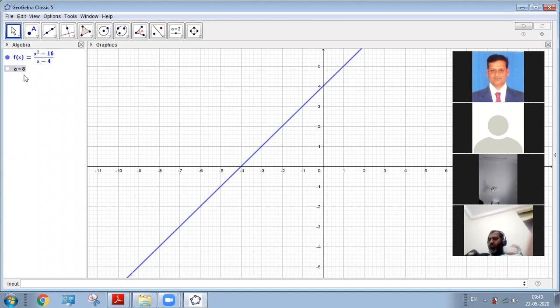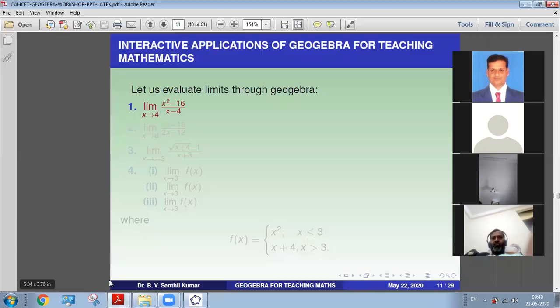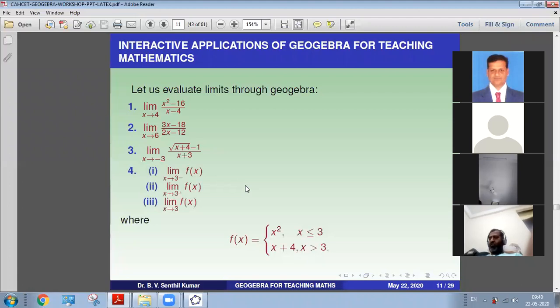So this is the limit of the function f of x when x tends to 4. Similarly, you can find limits of other functions. Limit x tends to 6, 3x minus 18, that you can practice. The third one also you can practice. Let me do this fourth one because it has limit x tends to 3 minus, that means it is the left limit, and this is the right limit.